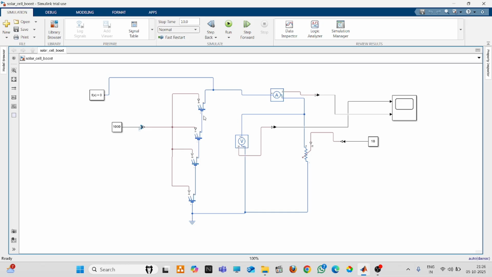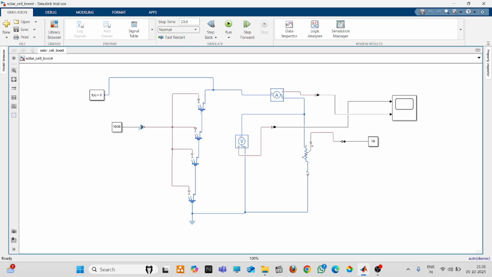Now, to measure the output voltage and the output current, we need a voltmeter and an ammeter. So for the voltage measurement in the physical system, you will have a voltage sensor. Similarly, for the current measurement, you will have a current sensor. The current sensor is connected in series, whereas the voltage sensor will be connected to the two extreme ends.